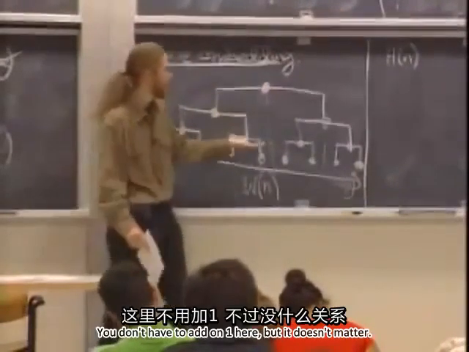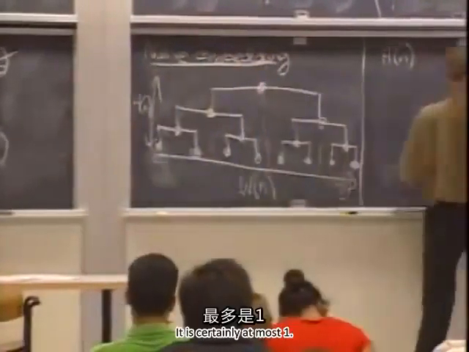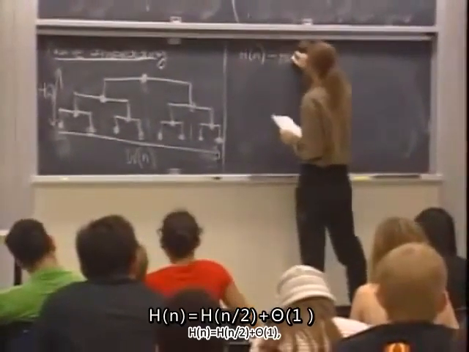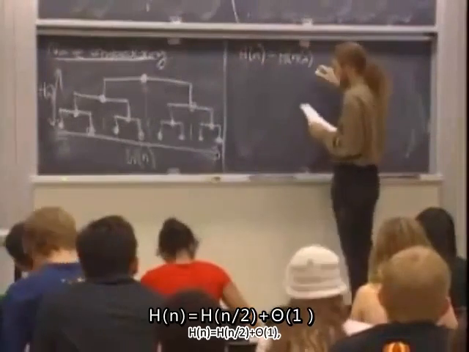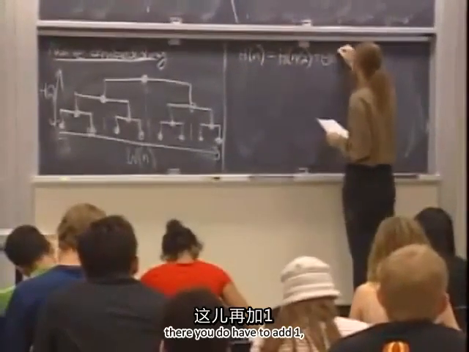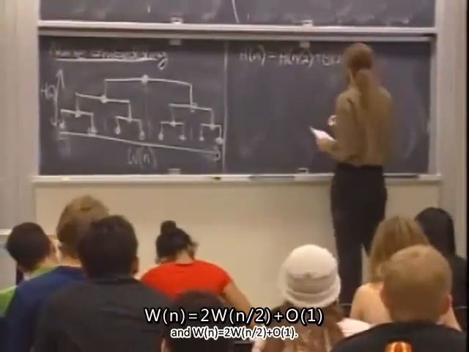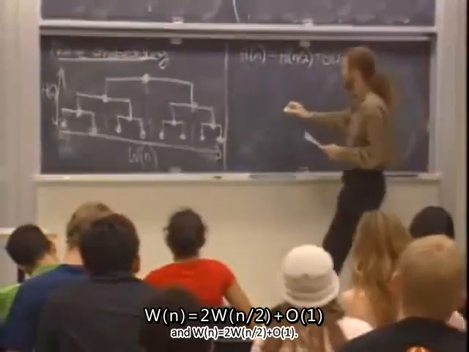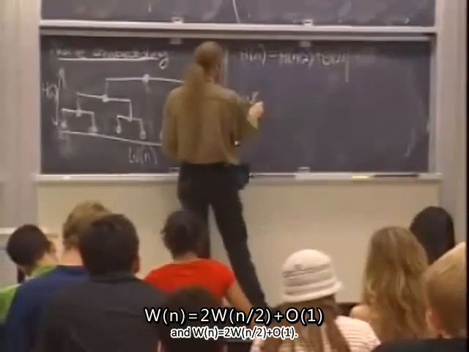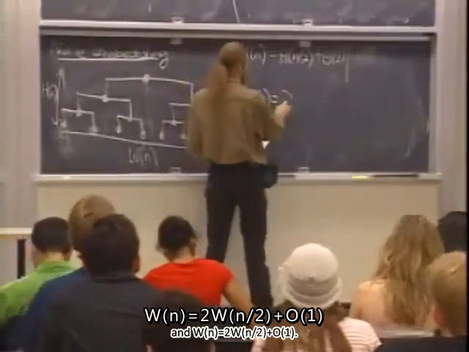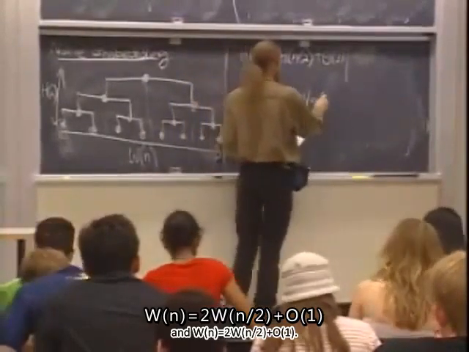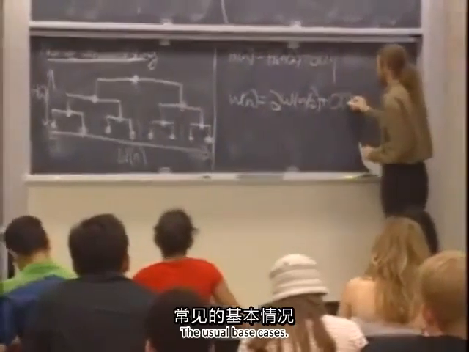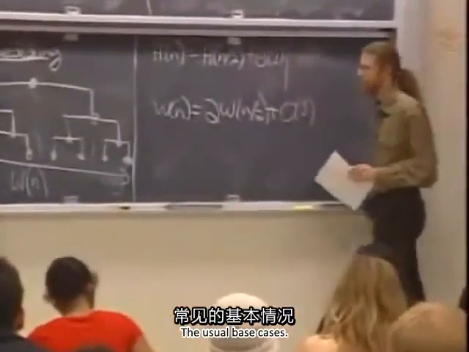You don't have to add on 1 here, but it doesn't matter. It's certainly at most 1. So h of n is just one subproblem of size n over 2 plus theta 1. There you do have to add 1. And w of n, let me go down here, leave a space so we can solve that. W of n is 2 times w of n over 2 plus order 1. Okay, and the usual base cases.